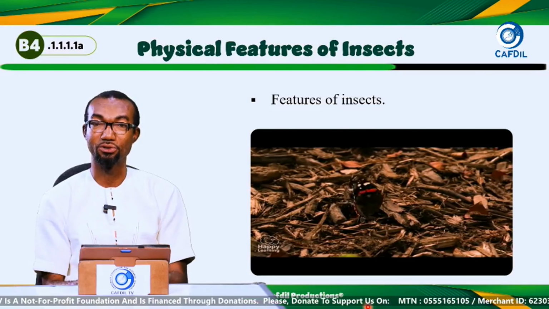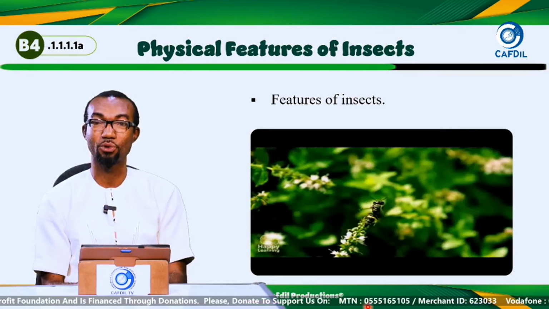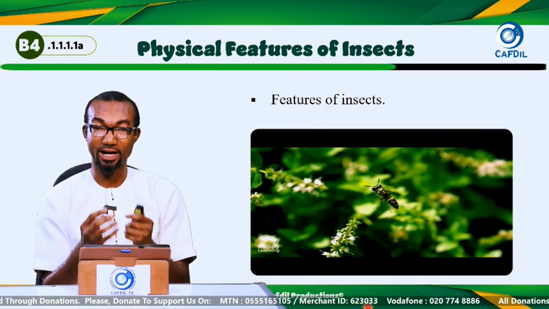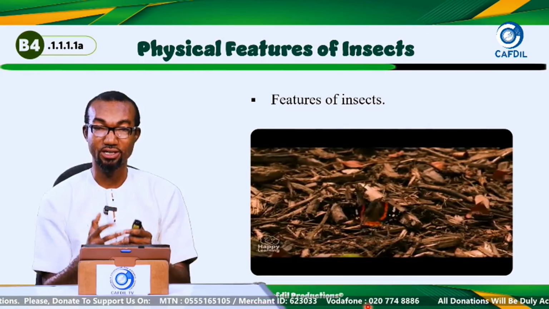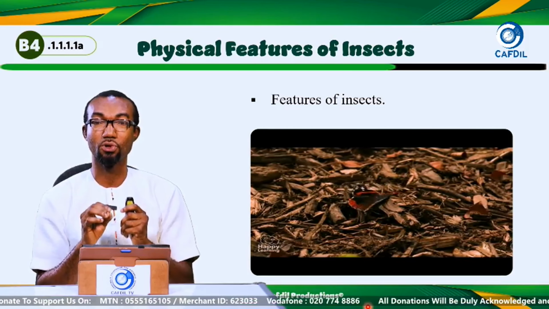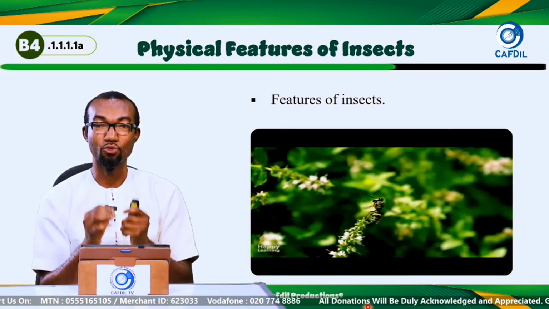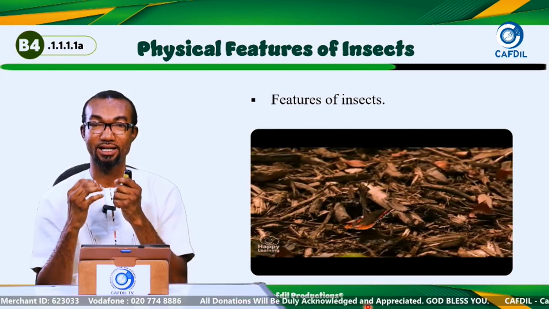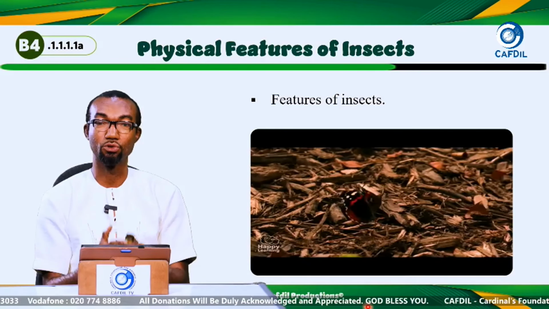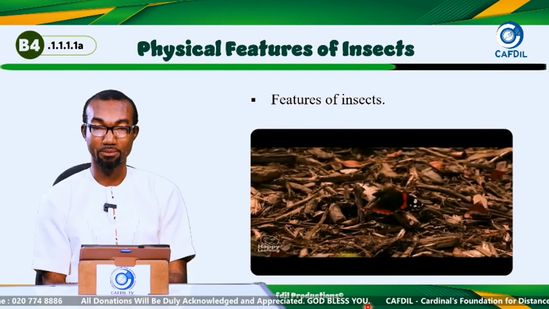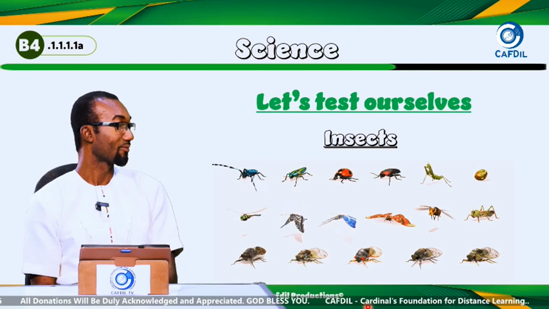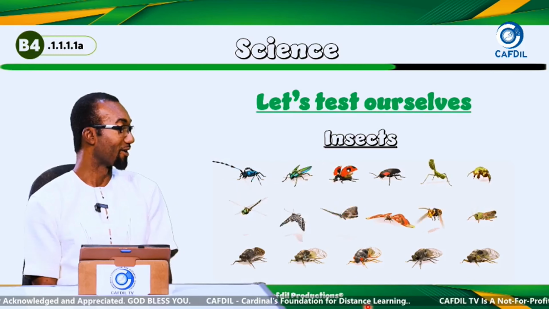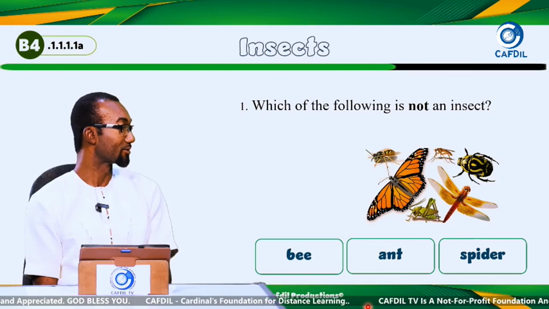Another feature too we looked at is that some insects have wings, and they use their wings to fly. Example is the housefly, the butterfly, the bee. Some insects too do not have legs. They move by crawling. Example is the ants, example is the louse, and another example we looked at is some termites.